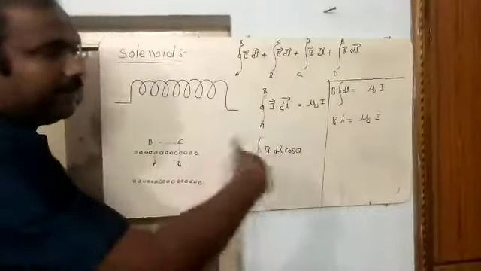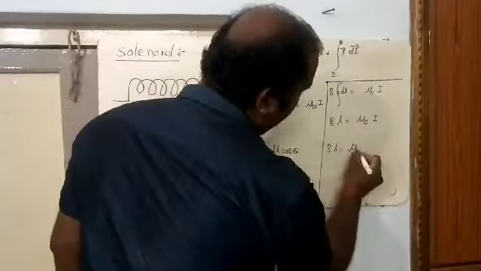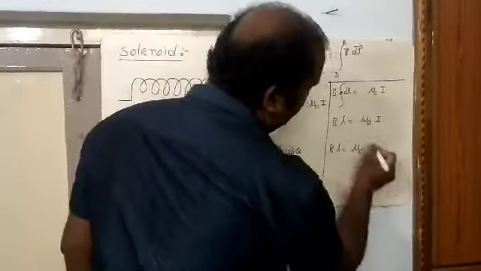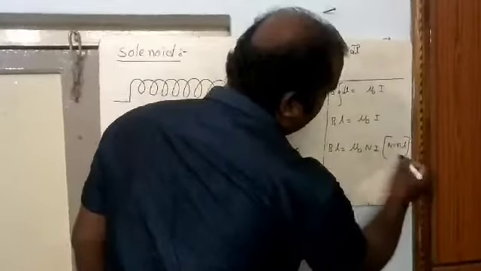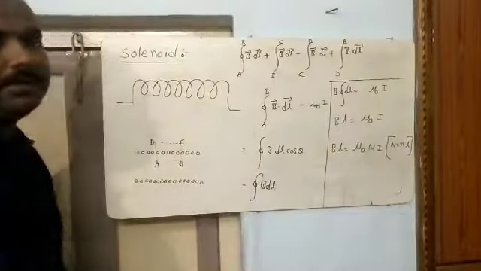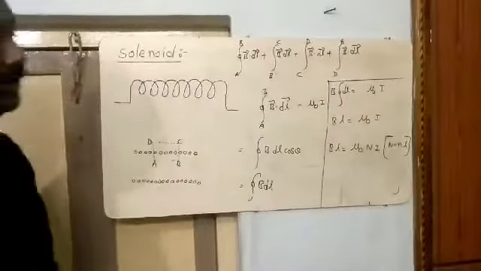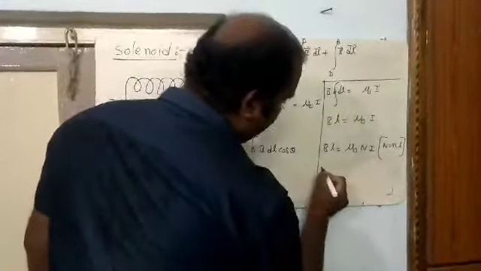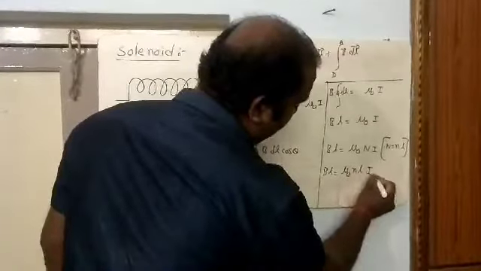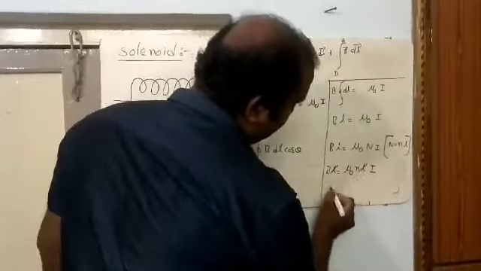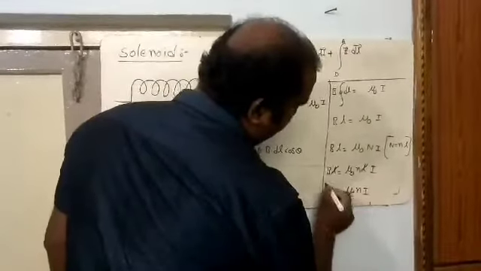This is for a single turn. If it has N number of turns, then it will be BL is equal to mu naught times NI. Then that capital N I can write as small n into L. That is, the total number of turns is nothing but the number of turns per unit length into L. So there you can substitute the value. So BL is equal to mu naught into nL into I. This L and this L cancel, and finally B is equal to mu naught times nI.